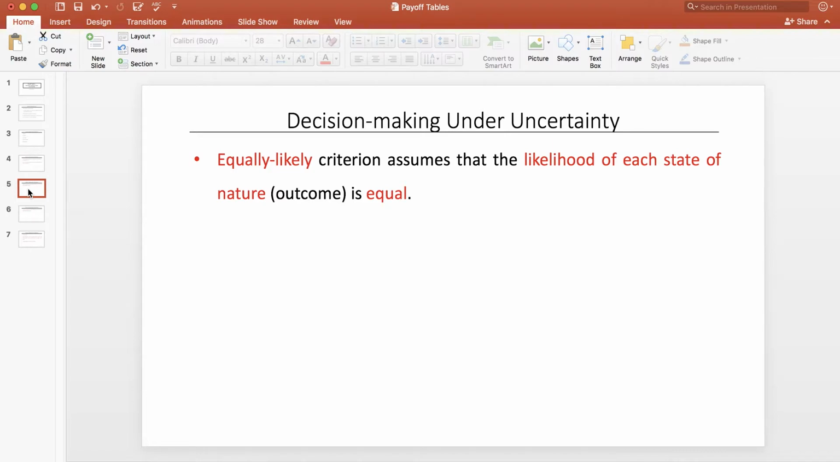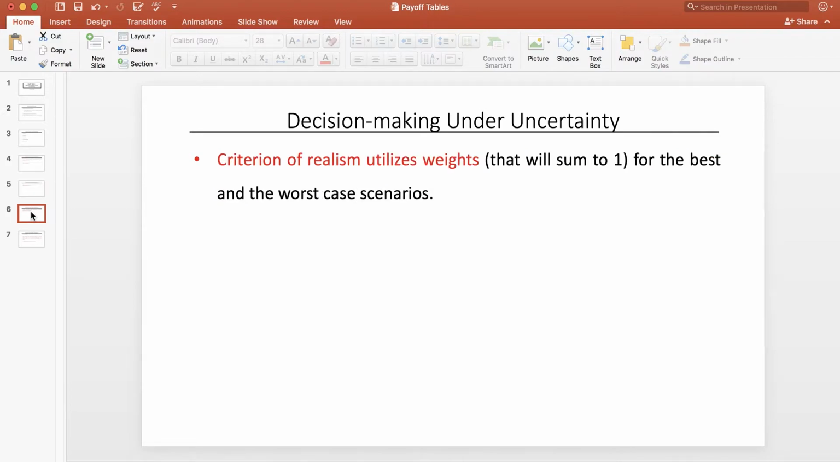We are going to say that the probability of the demand being high is 50%, and the probability that the demand is low is also 50%. Okay, so the probabilities are equal in an equally likely approach. The criterion of realism uses something called the weights or coefficient of optimism, and it assigns basically weights to the best case scenario and the worst case scenario, and then kind of combines them to give you some numerical values to help you make decisions.